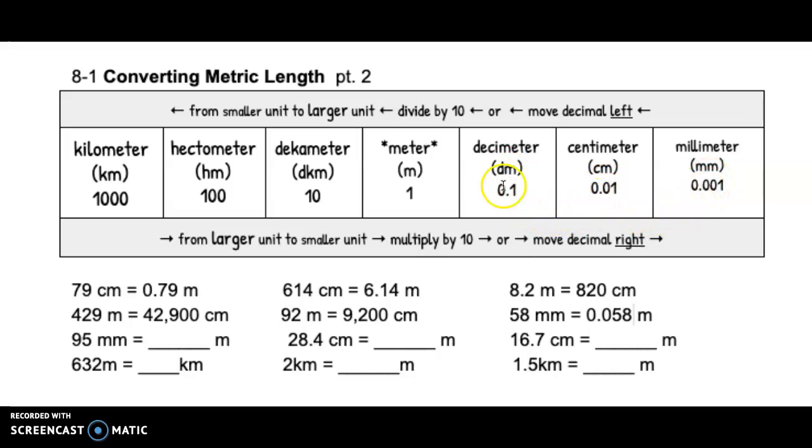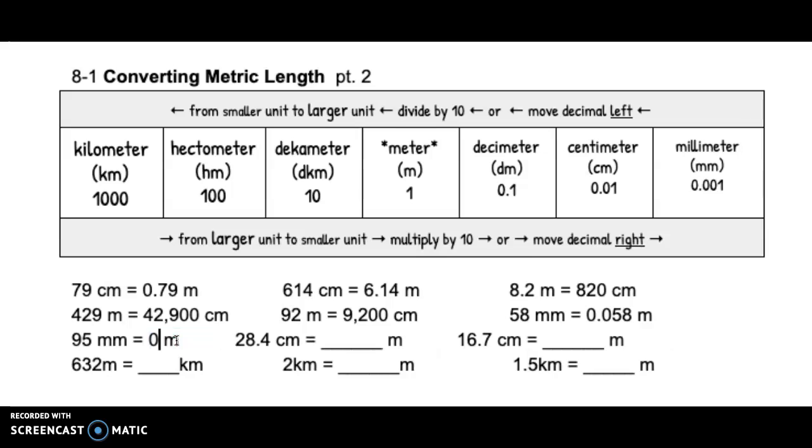95 millimeters. I'm back over here to meters. 1, 2, 3 spots. That means this decimal that's invisible behind the 5 has to move 1, 2, 3 spots. Again, I need a placeholder 0, 0.095. Move this guy over.